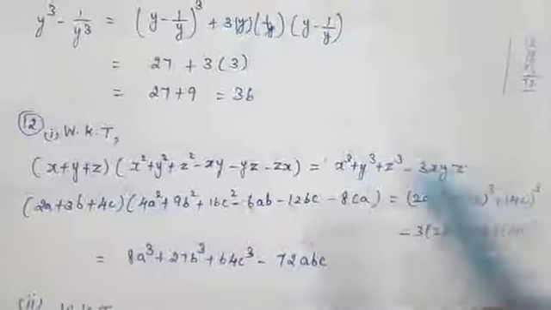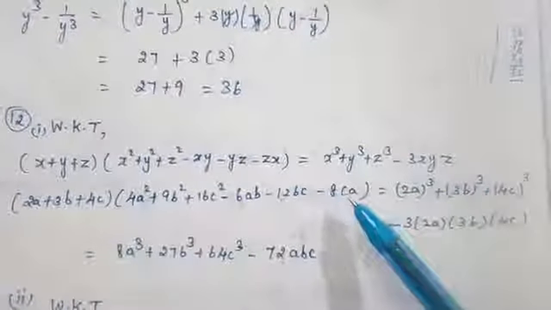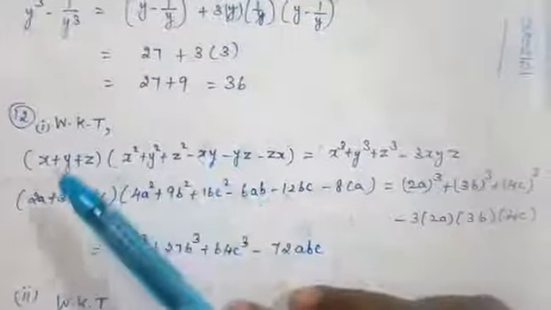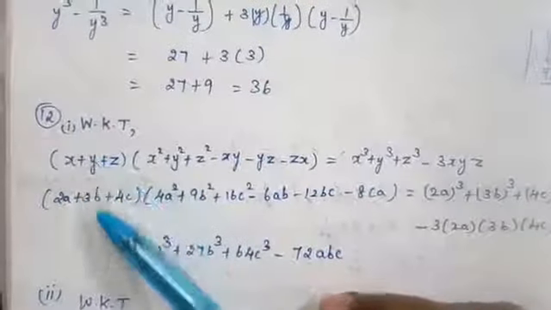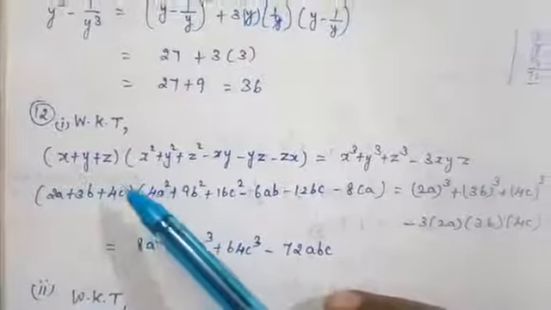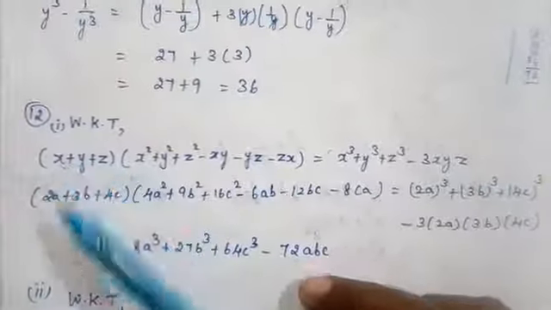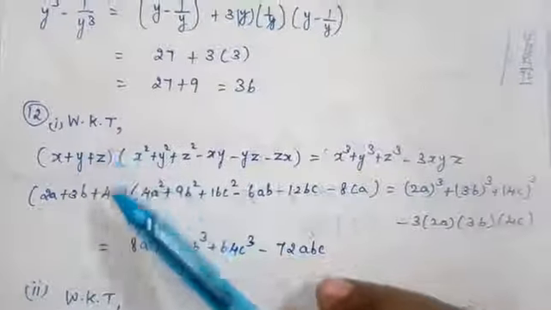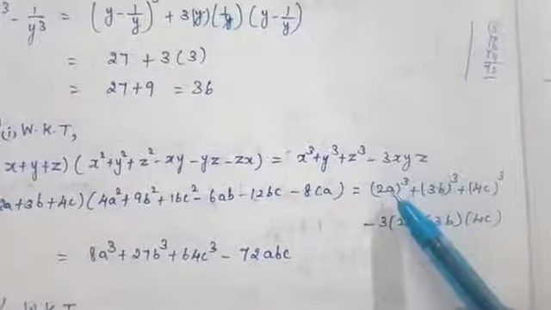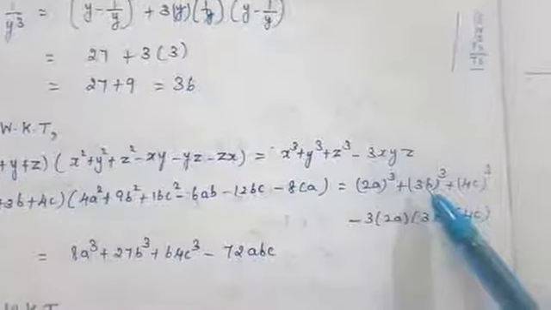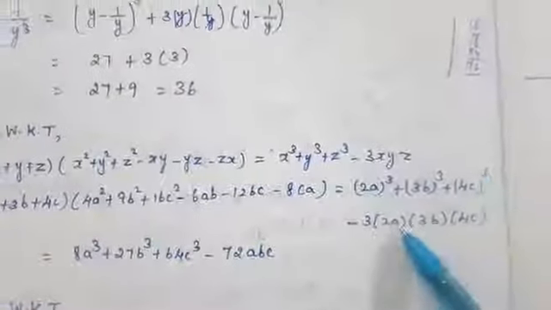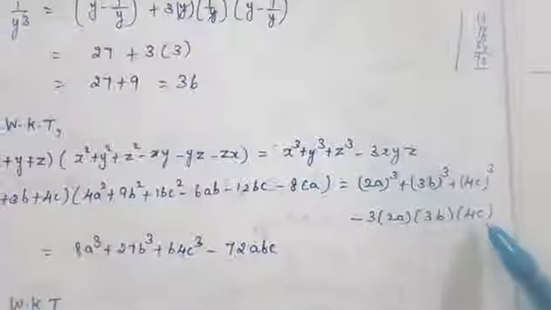It is a formula. First you write the formula, then the given question, and you have to compare the values. That is, in x place we have 2a, in y place we have 3b, in z place we have 4c. If you have any one minus, you have to take it with the minus symbol. So x value 2a, y value 3b, z value 4c. So you have to substitute in the formula. X is 2a, that is (2a) whole cube, y is 3b, (3b) whole cube, plus z is 4c, (4c) whole cube, minus 3 into 2a into 3b into 4c.